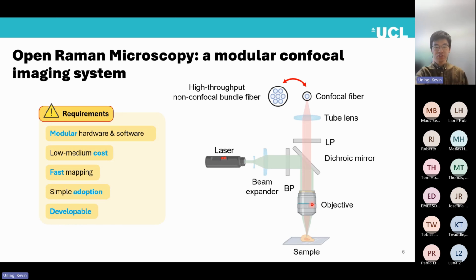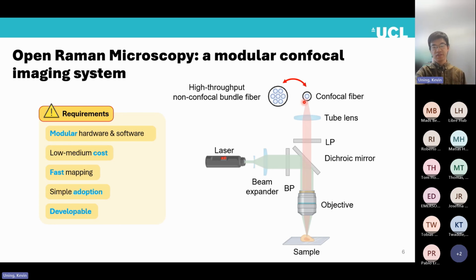But just to talk you a little bit through it, it starts with a laser source, which is then inserted into our system through a beam expander, through the bandpass filter, and then into the objective and condensed down into the sample. This then excites the Raman scattering, which is collected by the objective through the dichroic mirror, through the long pass filter, and then condensed down into the confocal fiber.